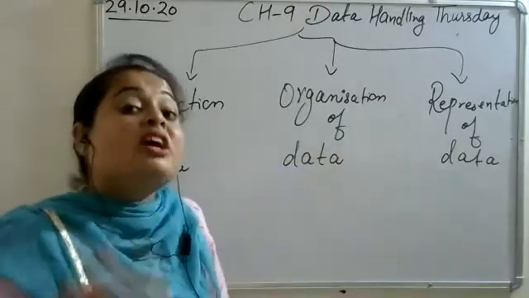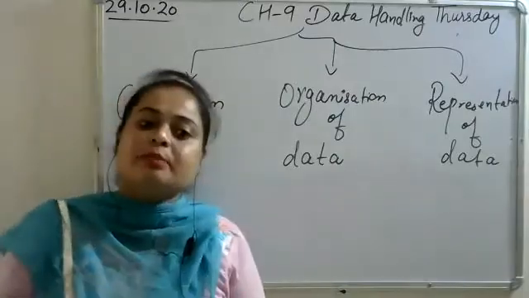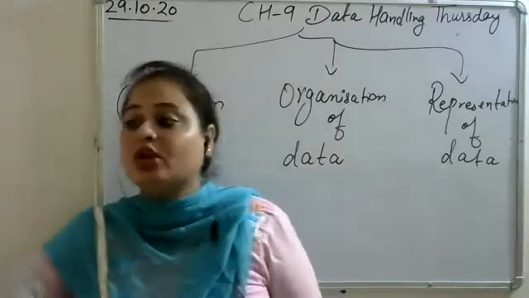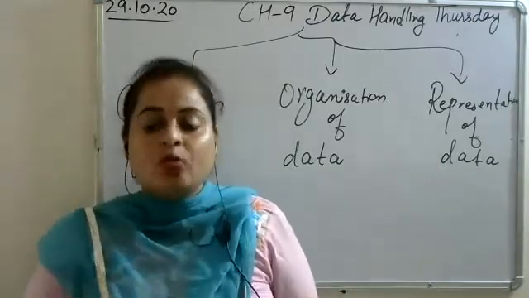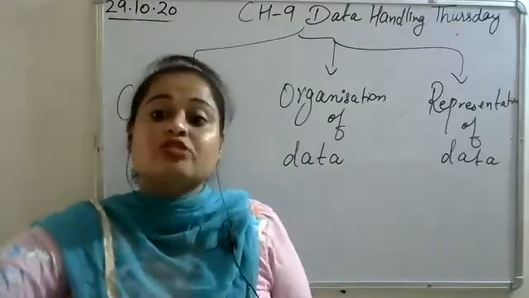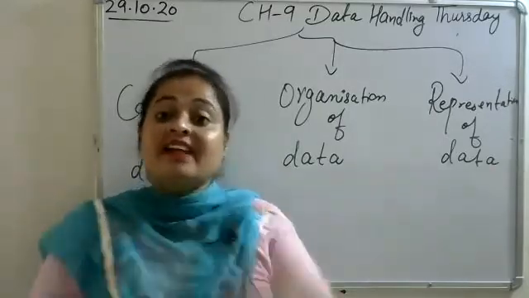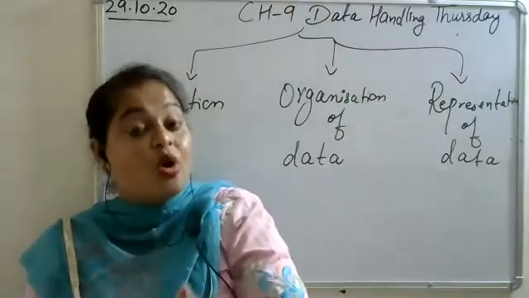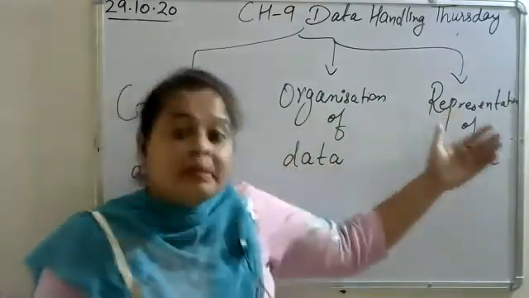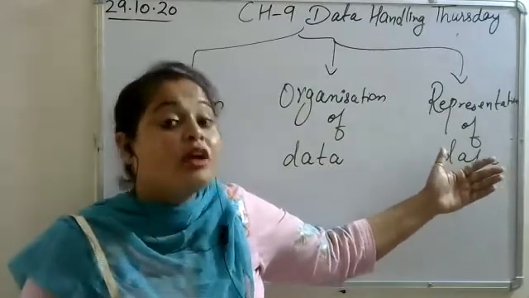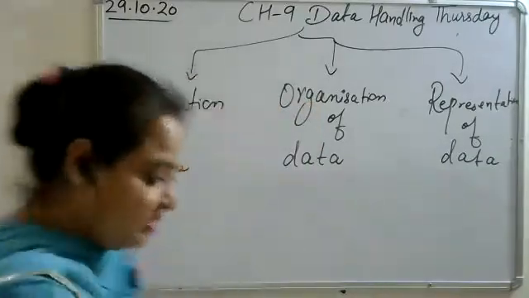Representation means, beta, how will you show it. You have collected that data, you asked every student of your class, how many marks did you get in PT 2, tell me your percentage. First you will collect roll number wise. What is the percentage of roll number 1, what is the percentage of roll number 2, what is the percentage of roll number 3. Okay, this is collection. Then you will write down in a systematic way, either in ascending order or in descending order. That is organization. After that, you will represent that either using pictograph or using bar graph. So we have 3 steps. Okay, very good, Harjeet. Well done.